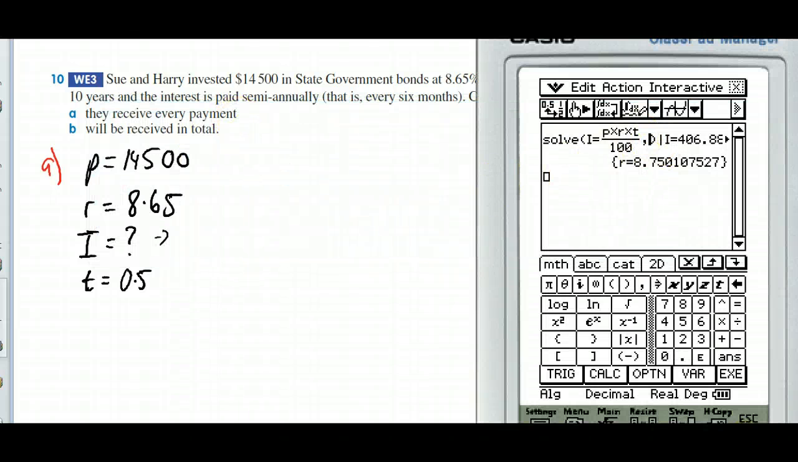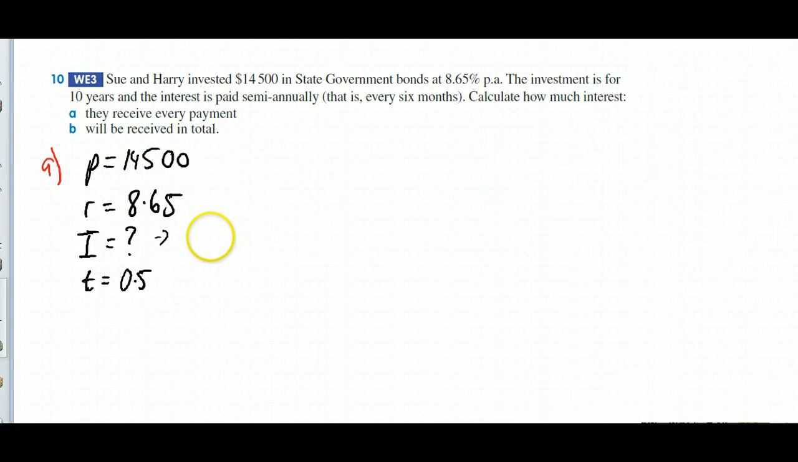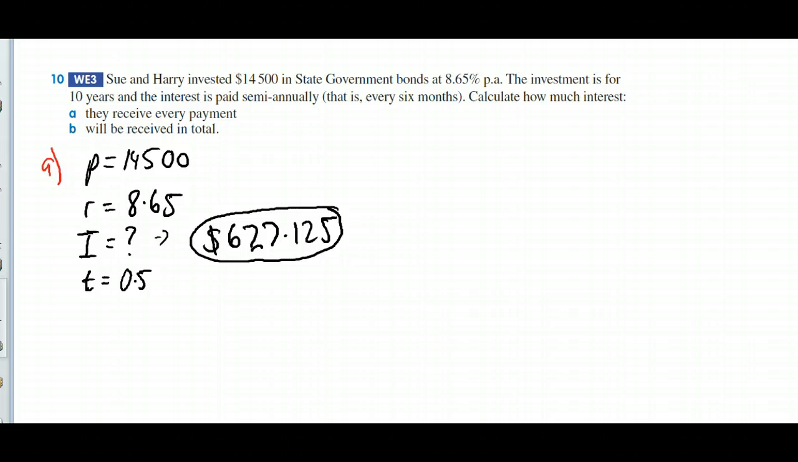So this time we're going to change the focus to I. We're interested in I. So we're going to remove this bit here, replace it with P equals 14,500. Instead of P, we're going to put R equals 8.65. And instead of 0.75 for T, we're going to put 0.5. And it tells us that the interest is 627.125. So that's how much interest they would earn every 6 months. That's the answer to the first part, part A.